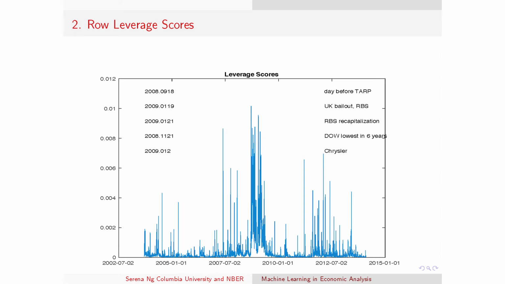I don't know these dates, but I Googled, and there was a website that tells me all the dates of the financial crisis. The top date that came up was 2008-9-18, the day before TARP, which was a day after the Lehman collapse. That makes sense. The second date was the UK bailout, the Royal Bank of Scotland, and the third one was also related to RBS. Then 2008-11-21, November 21st, was the Dow's lowest in six years. I could find all this documentation just from checking historical records of what went on. And the fifth one was the Chrysler bailout.